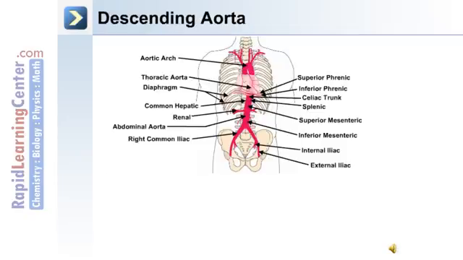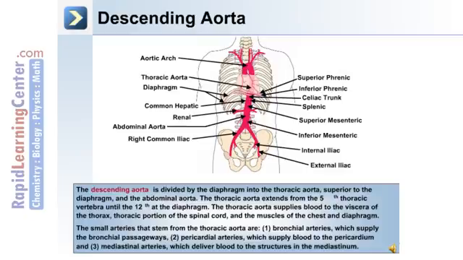The descending aorta is divided by the diaphragm into the thoracic aorta superior to the diaphragm and the abdominal aorta. The thoracic aorta extends from the 5th thoracic vertebra until the 12th at the diaphragm. The thoracic aorta supplies blood to the viscera of the thorax, the thoracic portion of the spinal cord, and the muscles of the chest and diaphragm.